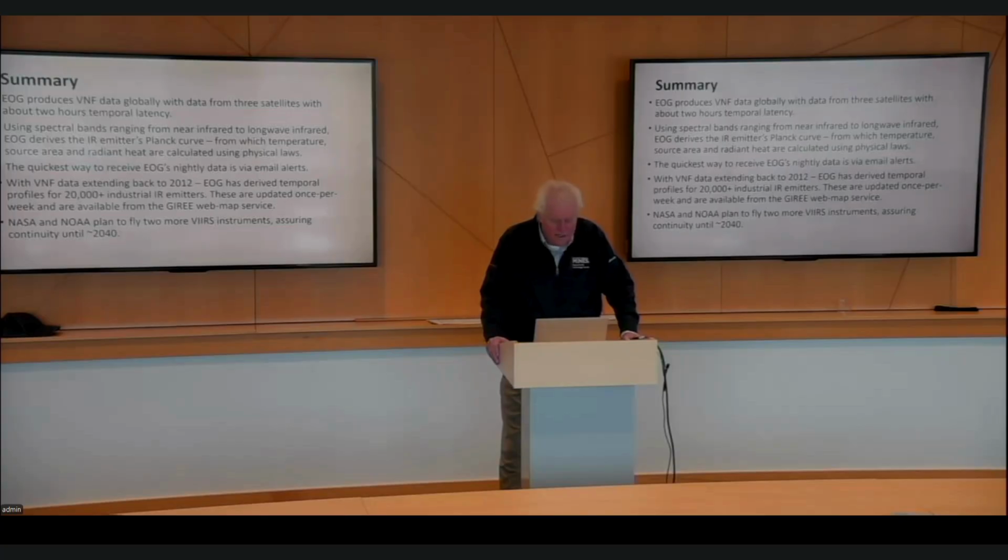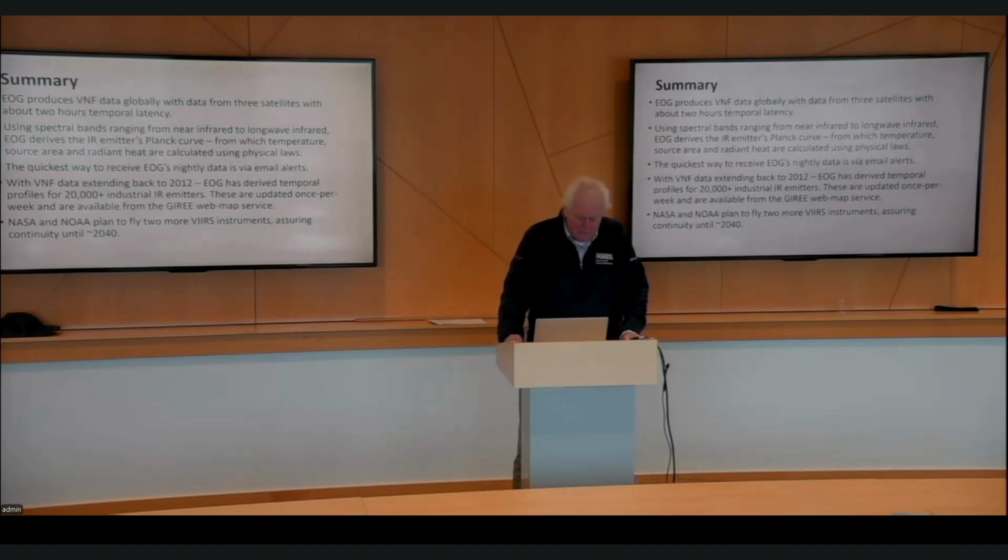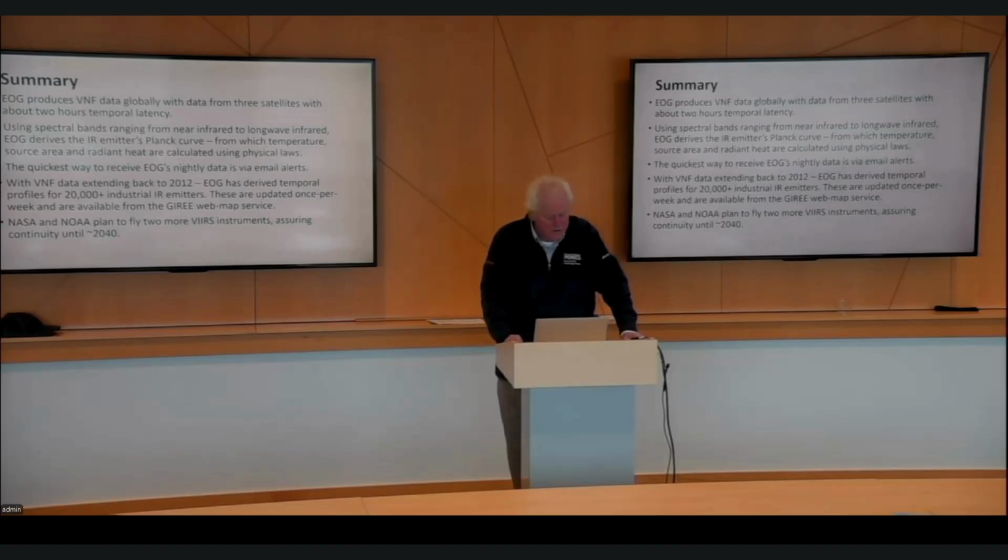So the VNF data extends back to 2012. And I showed you how we monitor industrial emitters. Currently, the data is being produced from 3 VIIRS instruments that fly on the SNPP satellite, NOAA 20 and NOAA 21. There are 2 more that have been built and are going to be launched. The 4th one is scheduled to launch in 2027, and then the final one will launch in 2032.